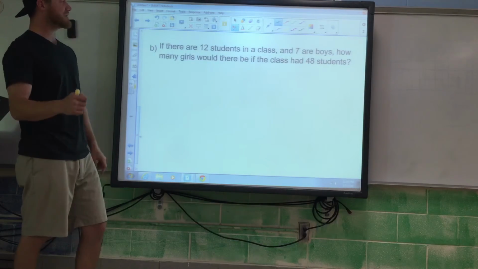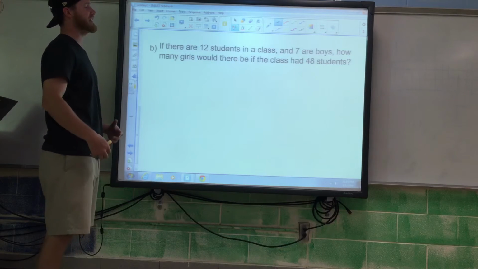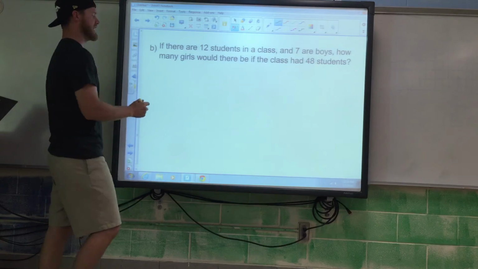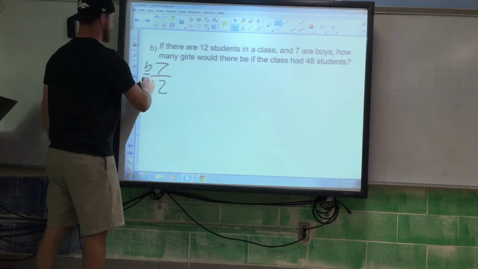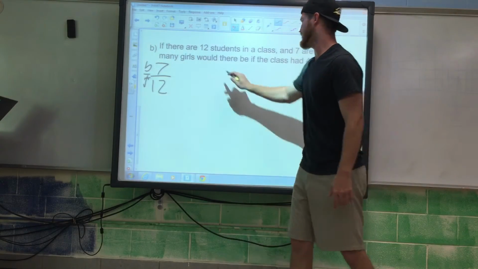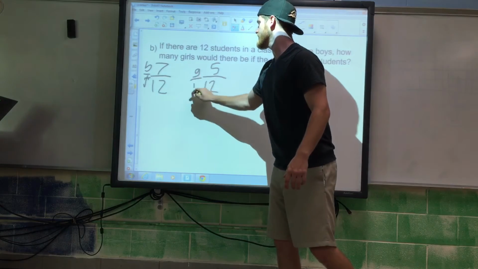And last one: if there are 12 students in a class and 7 are boys, how many girls will there be if the class had 48 students? Well, first we have to find out how many girls are in the class. If 7 out of 12 are boys, we say boys over total. If 7 are boys, 12 minus 7 means there are 5 girls. 5 out of 12 students are girls.